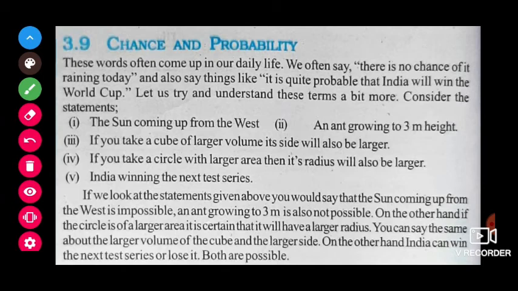And one more. If you take a cube with a larger volume, its side also will be larger. It's an exact thing, no? If we take a big cube, then always the volume will be more, and the side also will be larger. So it's certain, it means it will definitely happen. Here we can see three types of statements. One statement is impossible, it cannot happen at all. One statement is it may happen, it may not happen. One statement, compulsorily it will happen.